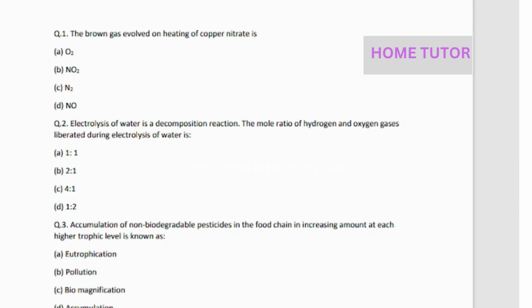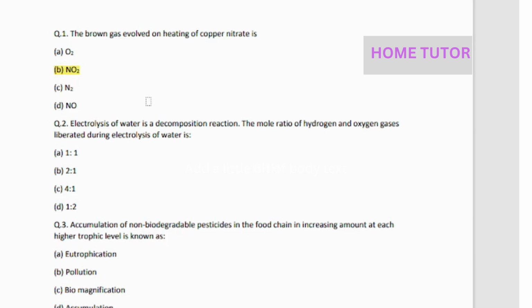Today I am going to discuss 20 MCQ science questions for class 10 CBSE, ICSE and West Bengal board also. So let's start. First question, the brown gas evolved on heating of copper nitrate is option A O2, option B NO2, option C N2 and option D NO. So the answer is option B, NO2.